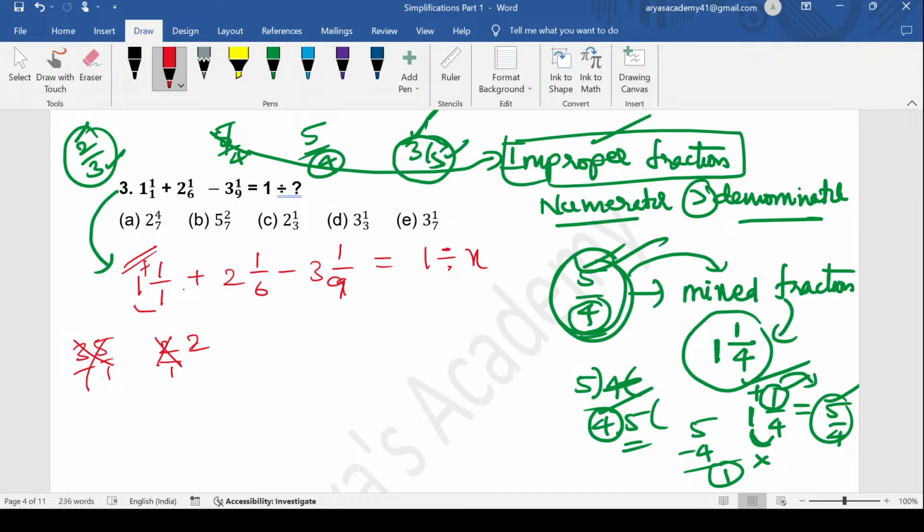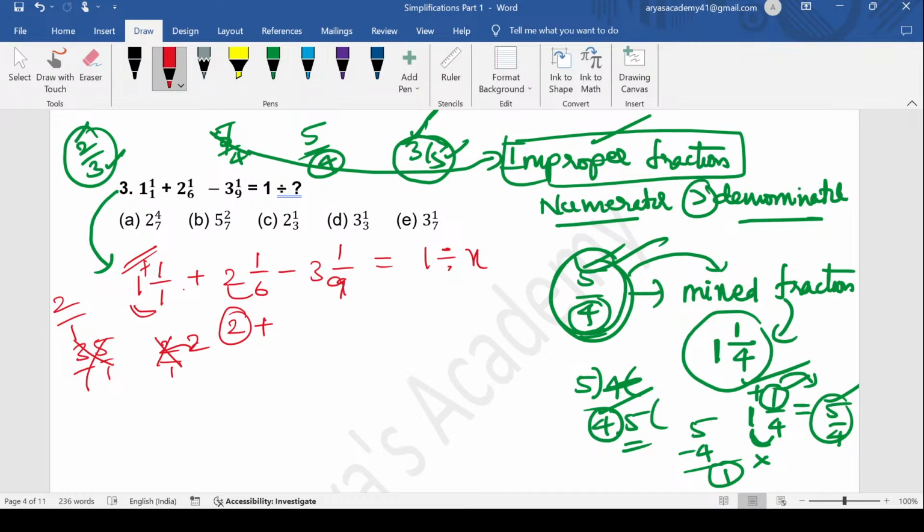Sorry, it's actually 1 by 1 only. 1 ones are 1. 1 plus 1, 2 by 1. Yes, it becomes 2 by 1, but finally it is actually 2 only. We need not write it as 2 by 1. It is not going to change the answer. Hence, you simply write it as 2. If you want, you can write it as 2 by 1 as well. There won't be any difference.